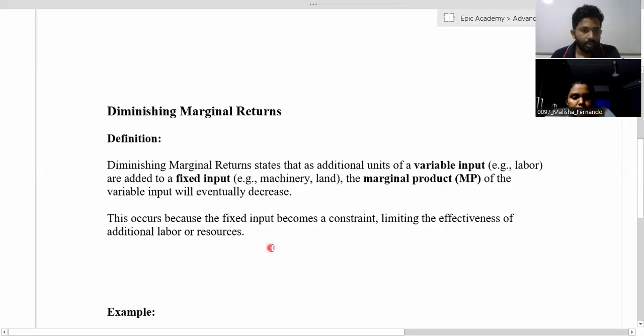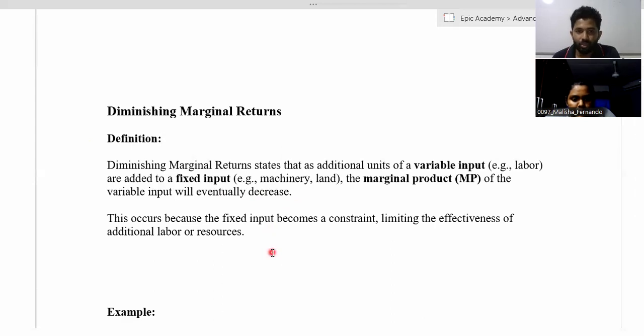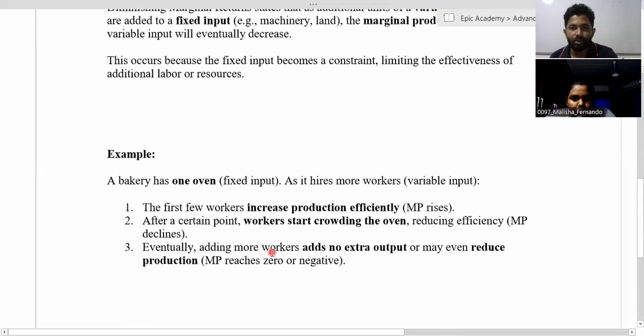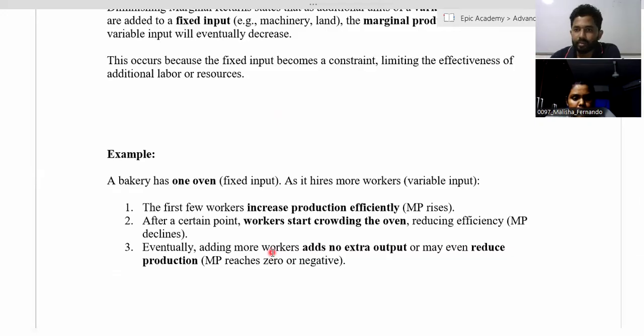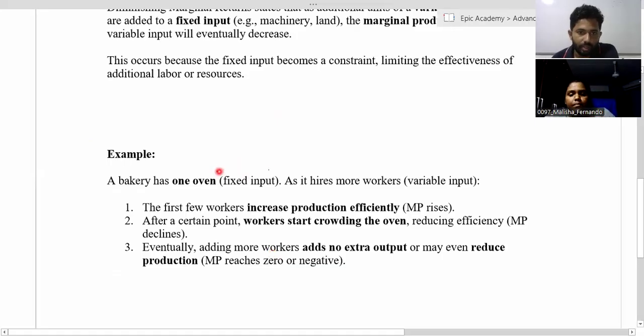Okay, so this occurs because the fixed input becomes constant. Fixed input becomes constant, limiting the effectiveness of the additional labor resource. You can identify that by using an example. How does diminishing marginal return arise? As an example, a bakery has 1 hour. 1 hour. That is fixed. Okay, this is the fixed input. Only 1 hour.